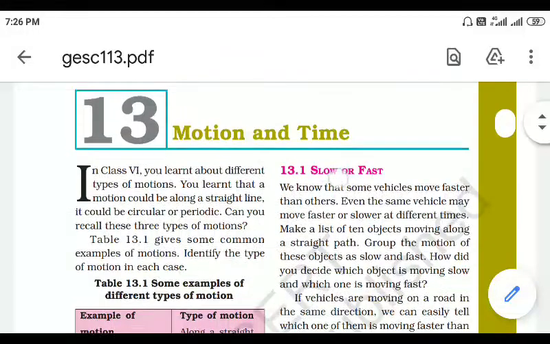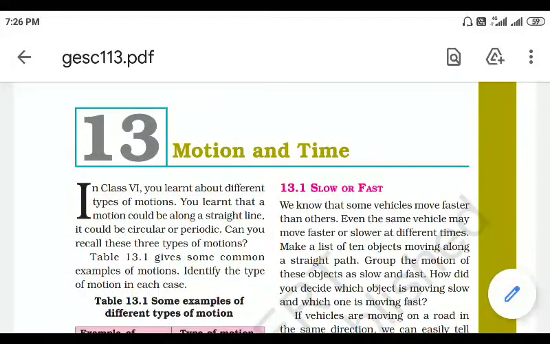Class 7, Chapter 13, Motion and Time. In Class 6, you learned about different types of motion. You learned that a motion could be along a straight line, it could be circular or periodic. Can you recall these three types of motions?